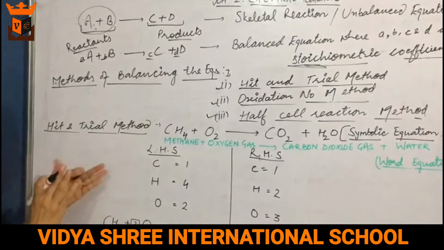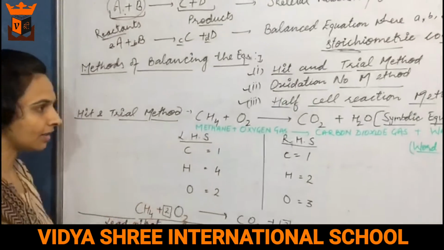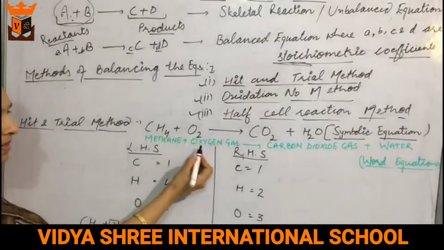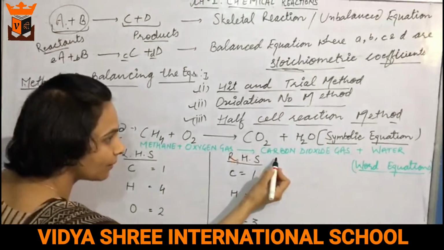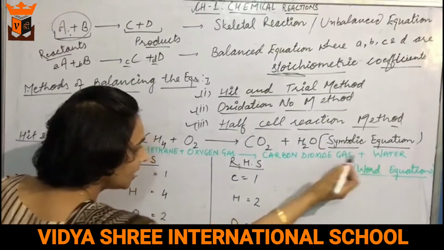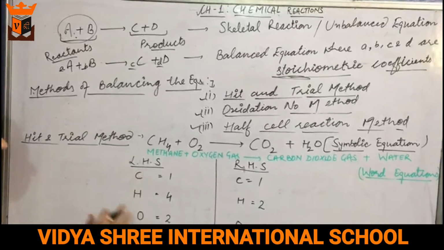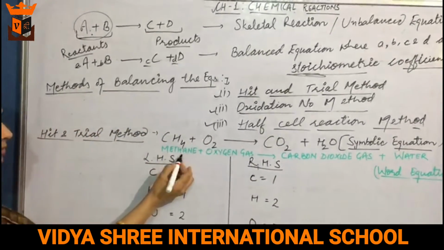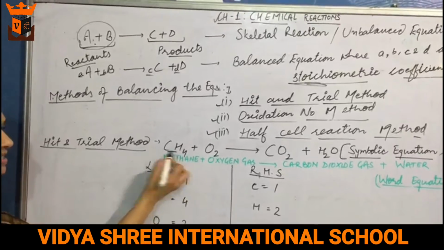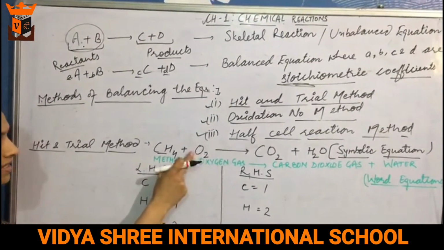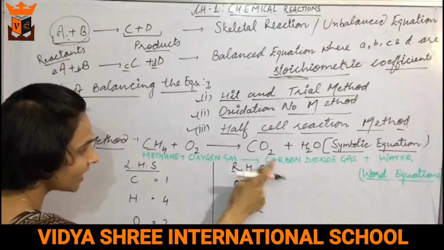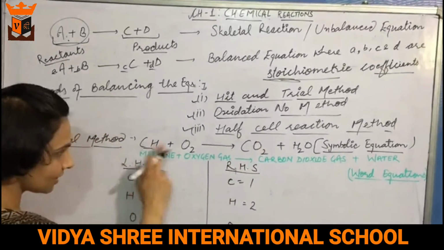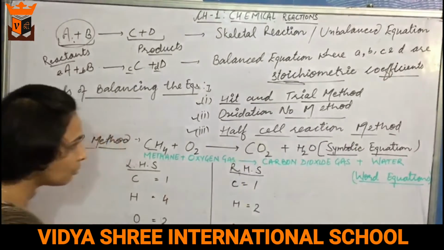Hit and trial, you have to hit and try, right? Just try something. Methane plus oxygen gas give rise to carbon dioxide gas and water. Here we are writing in words. That's why the equation is a word equation. Now, formula of methane is CH4. Oxygen gas is O2. Carbon dioxide gas is CO2. And water is H2O. And this type of equation is called symbolic equation.